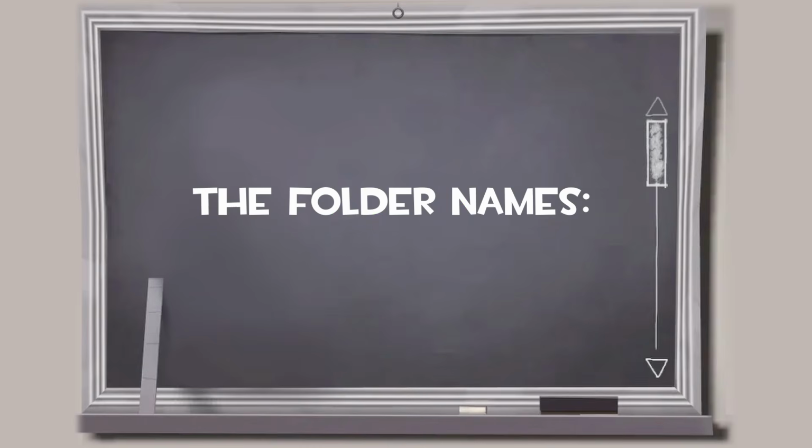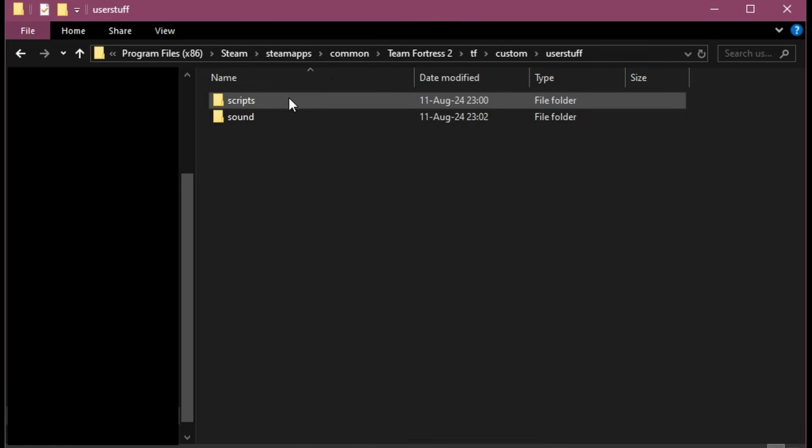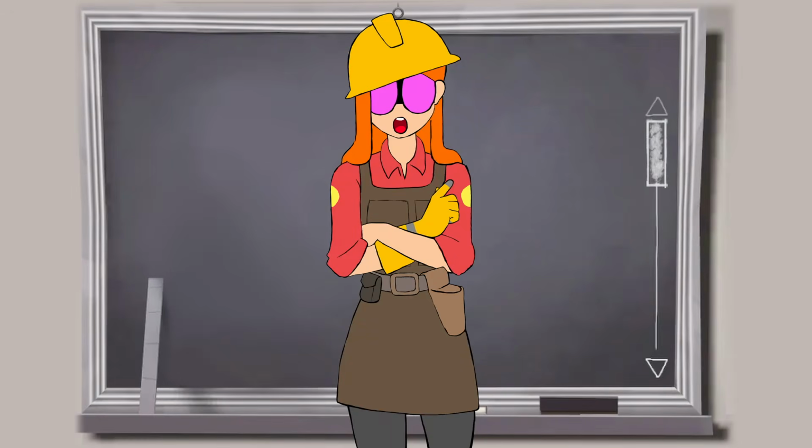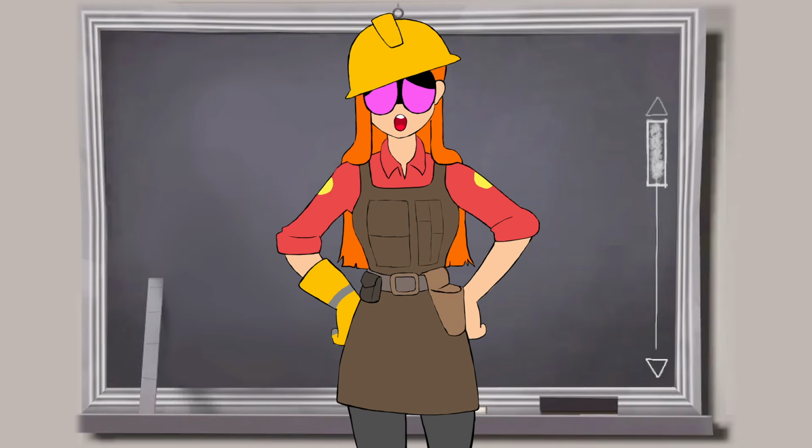The folder names are Custom, Userstuff, Scripts, Items, Custom Texture Blend Layers. You can check the full path in the video description. Be careful with typos, as even a small mistake will prevent it from working properly. Place your image in the last folder.